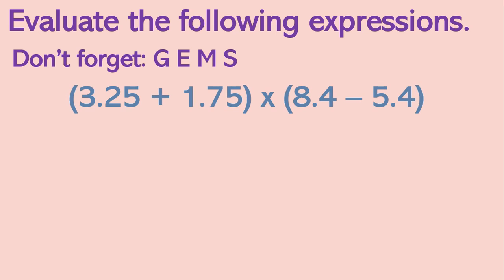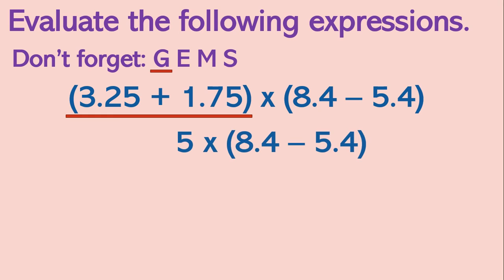Let's try another one. Here we have 3 and 25 hundredths plus 1 and 75 hundredths, times the difference between 8 and 4 tenths minus 5 and 4 tenths. Okay, so start with the grouping symbols. Notice we have 2 sets of grouping symbols, so let's start with the left first. 3 and 25 hundredths plus 1 and 75 hundredths is 5. Now we can solve the second set of parentheses. 8 and 4 tenths minus 5 and 4 tenths, which is 3.